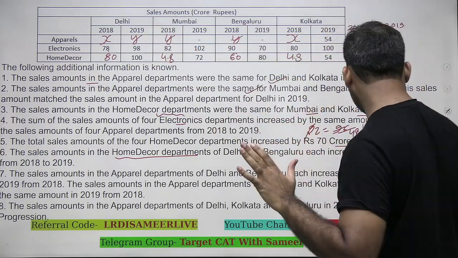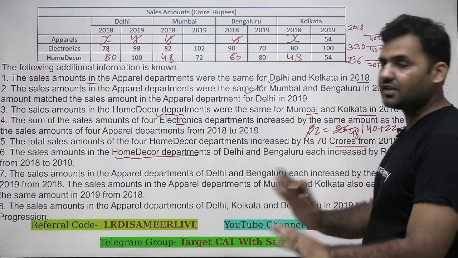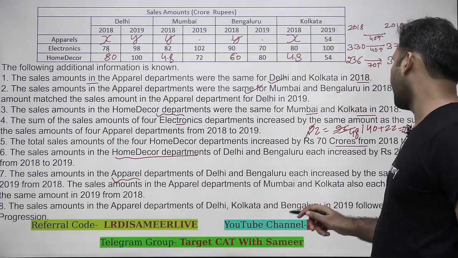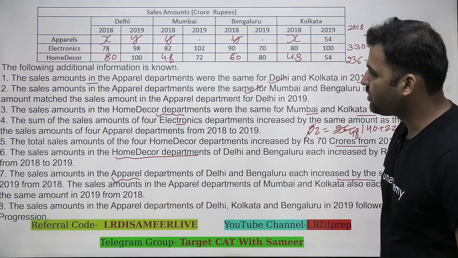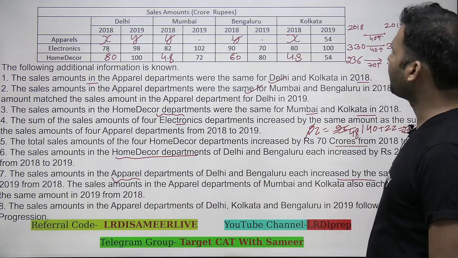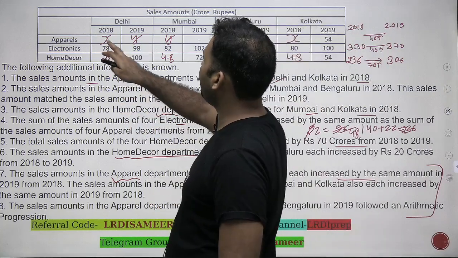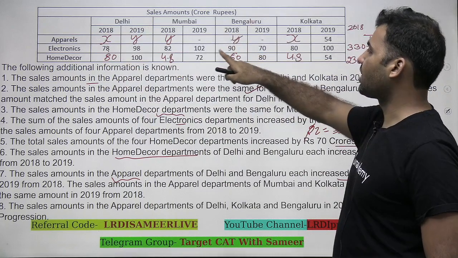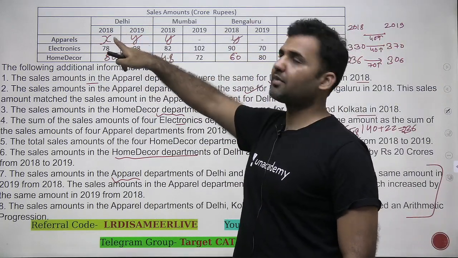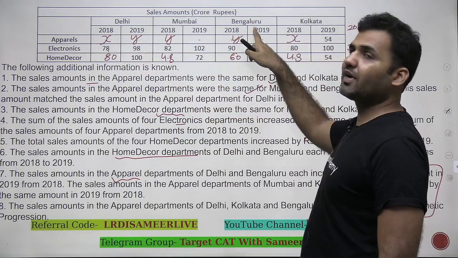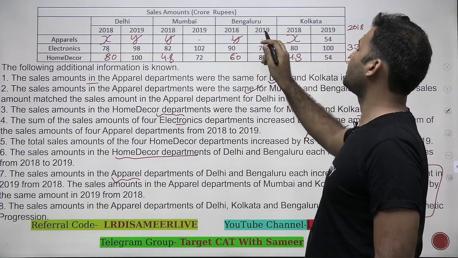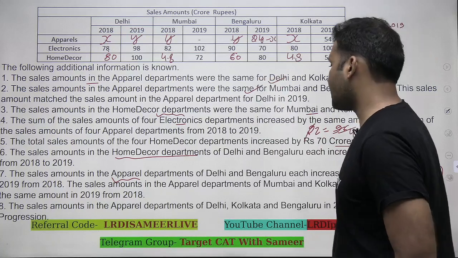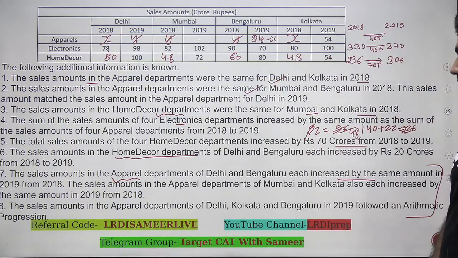And for that, I have these two statements. Just use these two statements and your set is done. The sale amount in the apparel department of Delhi and Bangalore each increased by the same amount in 19 from 18. So the increment of Delhi in apparel is the same as the increment in Bangalore. The increment here is y minus x, so this increment will also be y minus x. If I increase it by y minus x, this value in 2019 will be 2y minus x.